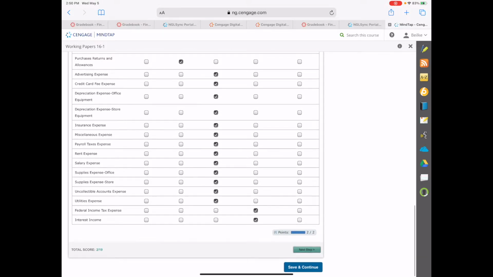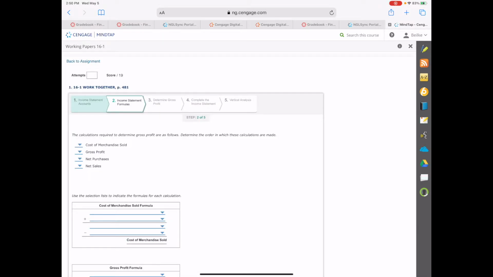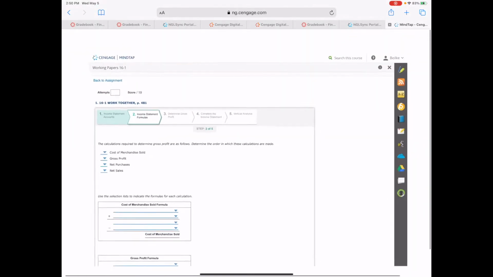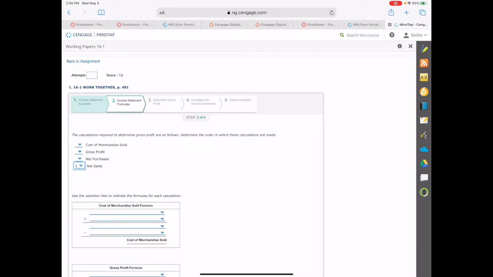Okay, next we're going to go on to step 2, the income statement formulas. The calculations required to determine gross profit are as follows. Determine the order in which they're calculated. Okay, when we start working with our gross profit, see if you can think of what we do first. We have to figure out our net sales. Second, we'd be figuring out our net purchases. Third would be our cost of merchandise sold. And then the last one will be figuring out our gross profit, because that's what we're looking at.